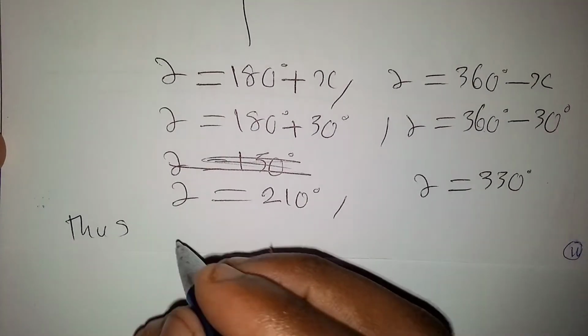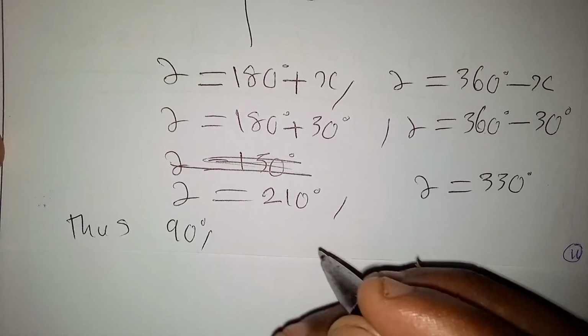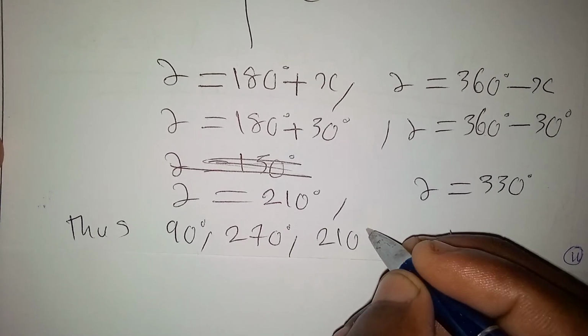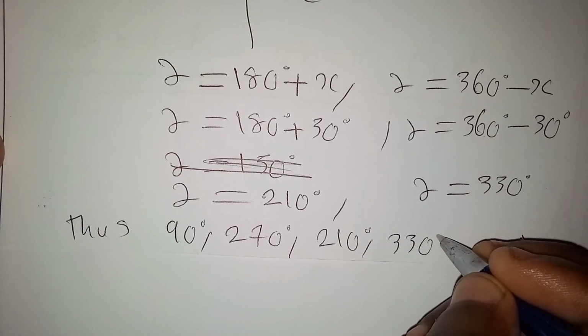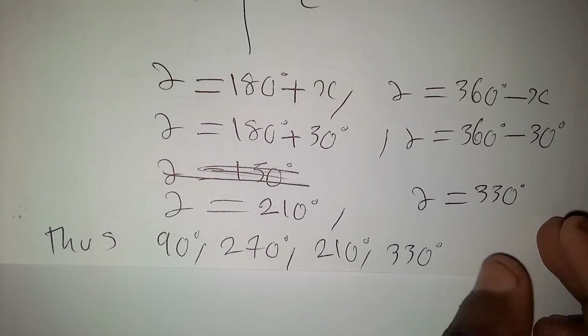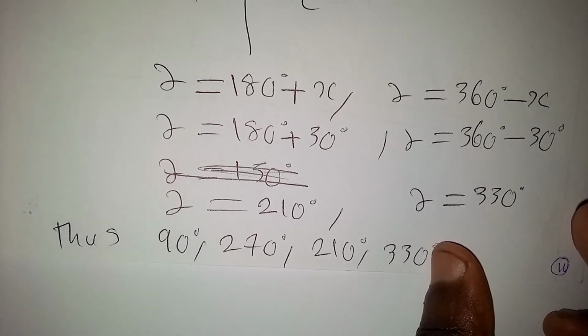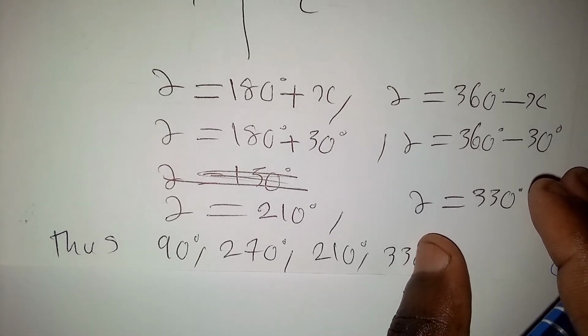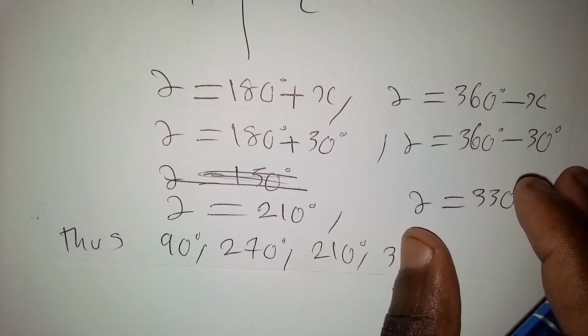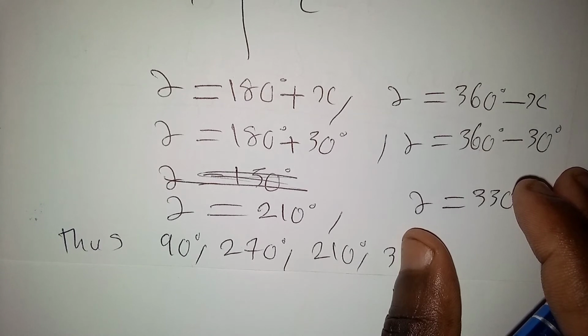So the solutions are 90 degrees, 270 degrees, 210 degrees, 330 degrees. So these are the solutions to that equation. Okay, that means in this tutorial sheet for this Math 1120, you can answer question 8. It's possible you can solve question 8. You can also solve question 12, 13 and 14.